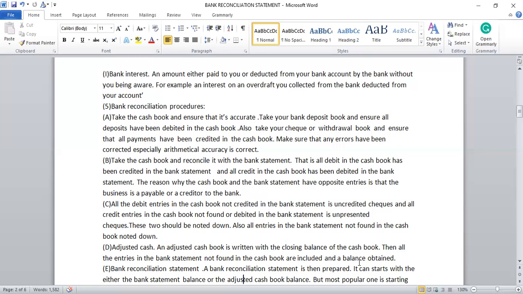If there is a credit in the bank statement, but it has not been debited in the cash book, then you include it. I hope it's clear. Let me go over it again.